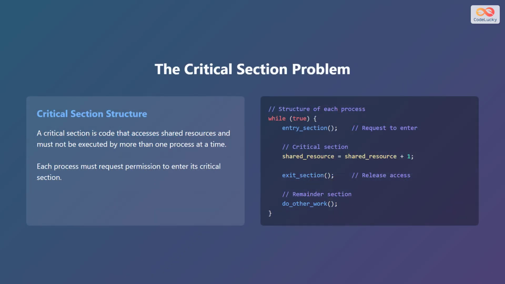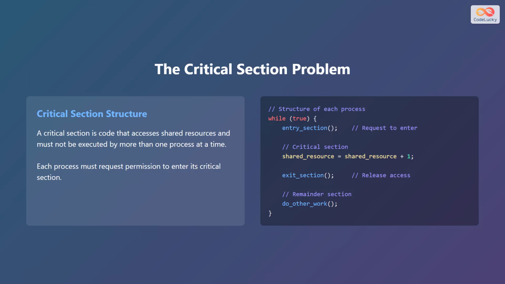Now let's focus on the critical section, which is a code segment that accesses shared resources. It's imperative that this section is executed by only one process at a time. Consider a scenario where multiple processes are trying to update the same bank account balance. Without proper protection, the final balance might be incorrect. To prevent this, each process must request permission to enter its critical section, ensuring exclusive access and preventing data corruption.